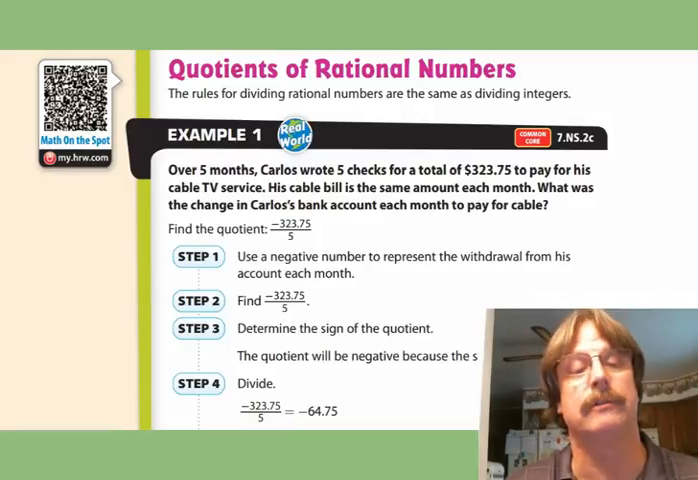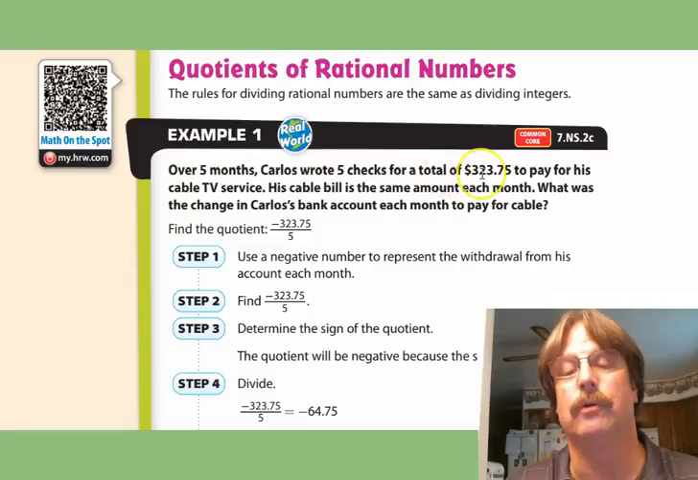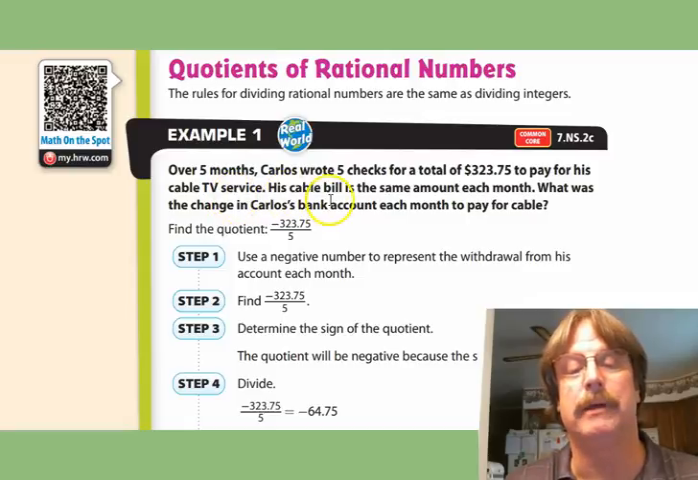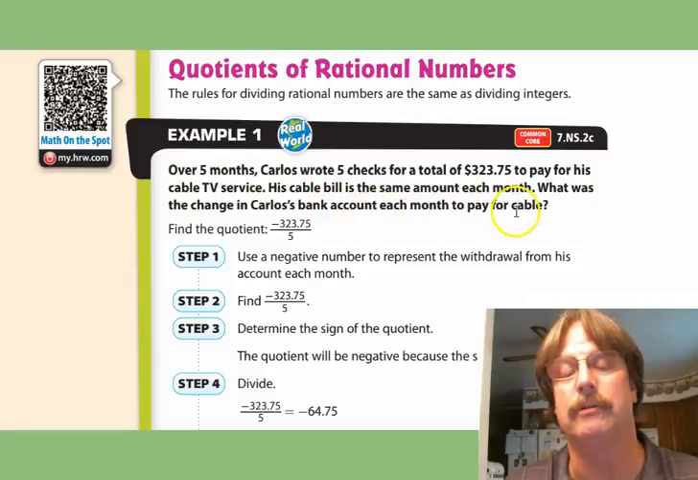Quotients of rational numbers. Rules for dividing rational numbers are the same as dividing integers. Over 5 months, Carlos wrote 5 checks for a total of $323.75 to pay for his cable TV service. His cable bill is the same amount each month. What was the change in Carlos' bank account each month to pay for the total?